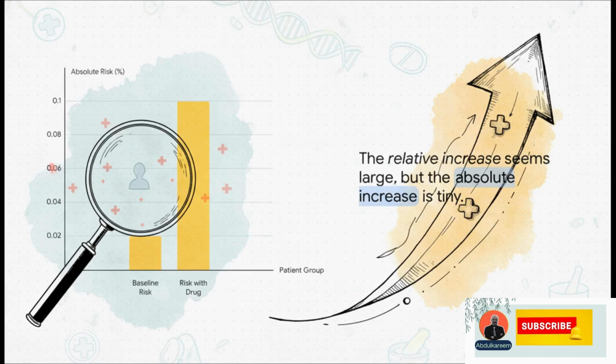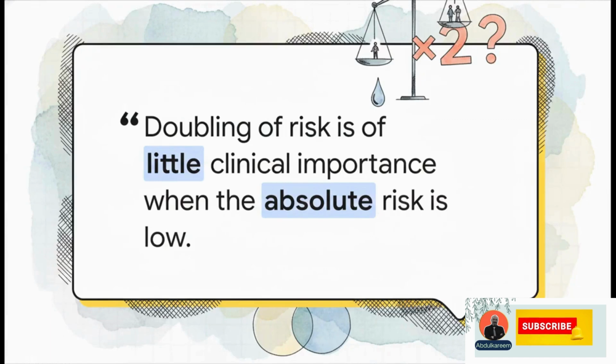Look at this chart. It makes it so obvious. The relative jump looks like this huge, scary mountain, but the actual absolute jump in risk, it's like stepping over a crack in the sidewalk. The risk for any one person goes from basically zero to still basically zero. Dr. Andrade just nails it with this quote. Doubling of risk is of little clinical importance when the absolute risk is low.